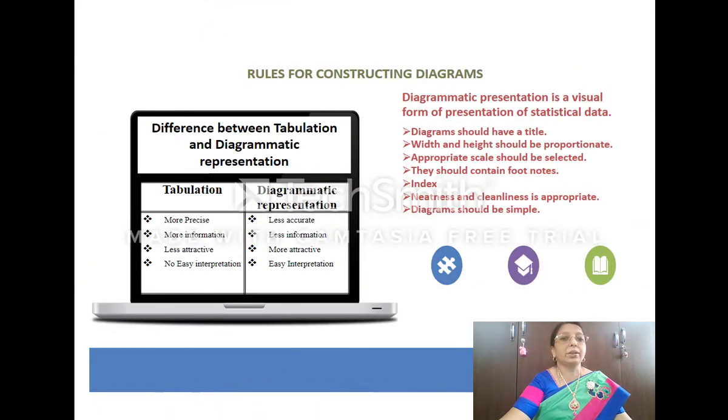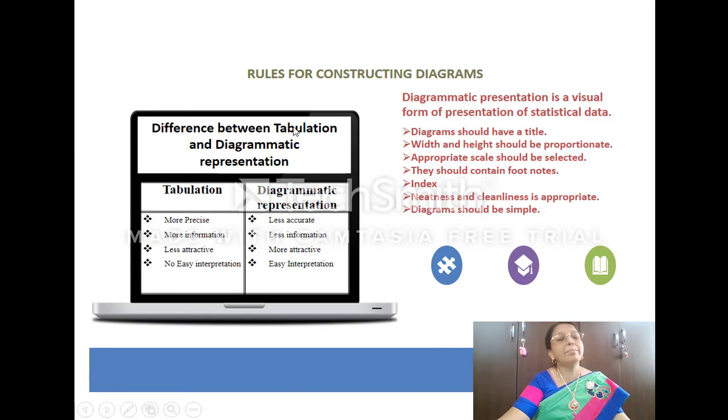Now, rules for constructing a diagram. Diagrammatical representation is a visual form of presenting data, so we are visualizing things. A diagram should have a title. The width and height of the diagram should be appropriate and suitable. Then there should be an appropriate scale. There should be some footnotes, some index that you give, and neatness and cleanliness, only then it will be attractive, and the diagram should be simple.